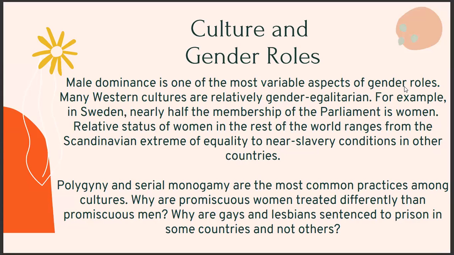So polygamy, which is one male, many women, and serial monogamy are the most common practices among cultures. So this is a question you can ask yourself, and maybe you'll gain some understanding of throughout the semester. Why are promiscuous women treated differently than promiscuous men? Why are gays and lesbians sentenced to prison in some countries and not others? What is the difference in those countries? What do they hold dear when we're talking about the social world? How is that different from culture to culture, country to country, and why is that?